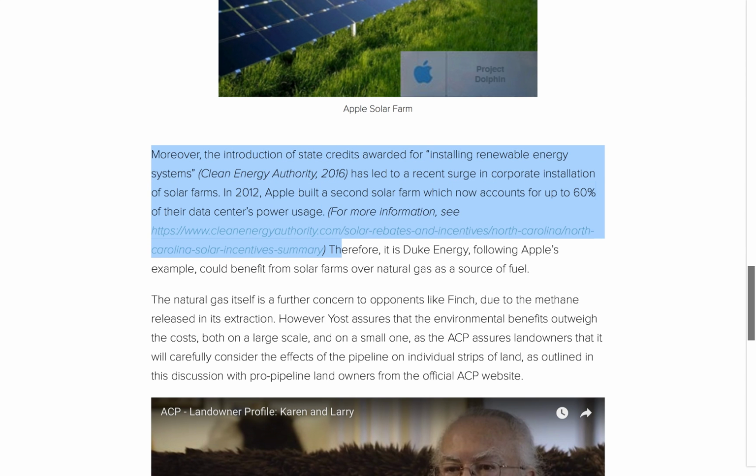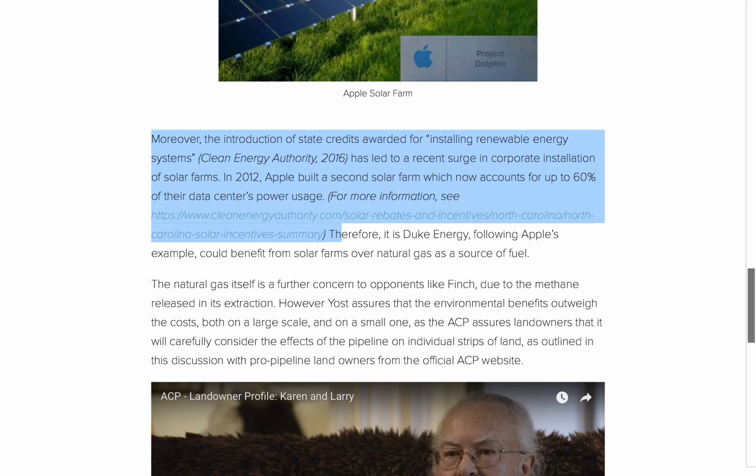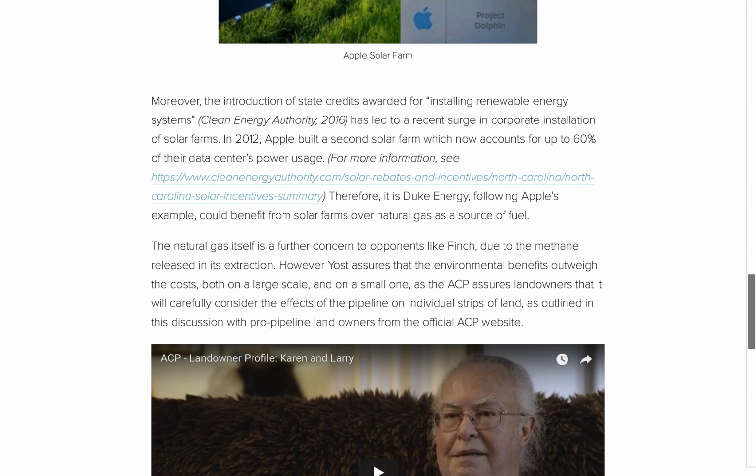I think I've already said the other stuff about the links. This sentence reads a little clunky, so reading out loud sometimes helps. So therefore, it is Duke Energy following Apple's example. I think you want to say that Duke Energy could benefit from solar farms over natural gas as a source of fuel. When you read, therefore, it is Duke Energy following Apple's example could benefit from, it just reads a little funky, so just clarifying there.